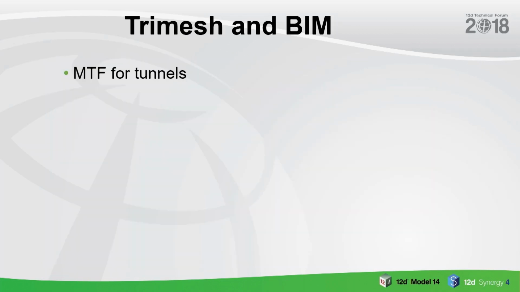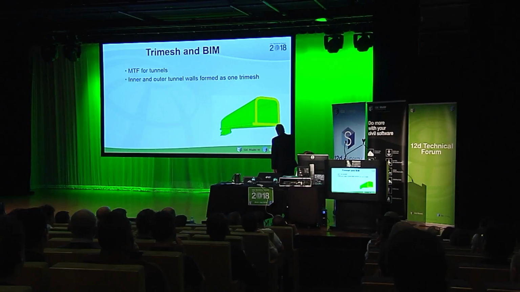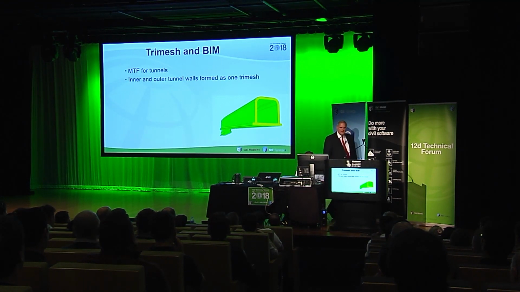There's another one here that no one probably has seen as yet or even thought about. In the MTF, we can produce a tunnel. And what we've added for 14 is you can actually do the yellow part, so the inside wall and the outer wall comes out as one trimesh. And being an MTF, of course, all these strings, the insides and the outsides, can be independently controlled. So basically you can now pump out a tunnel with both walls there as one big trimesh.